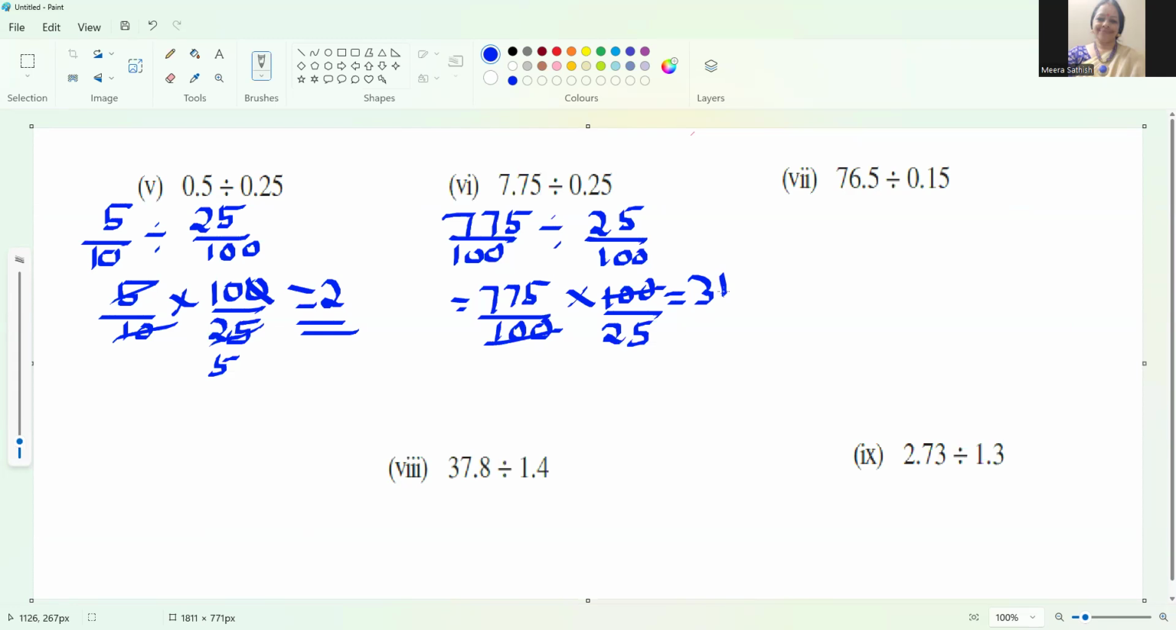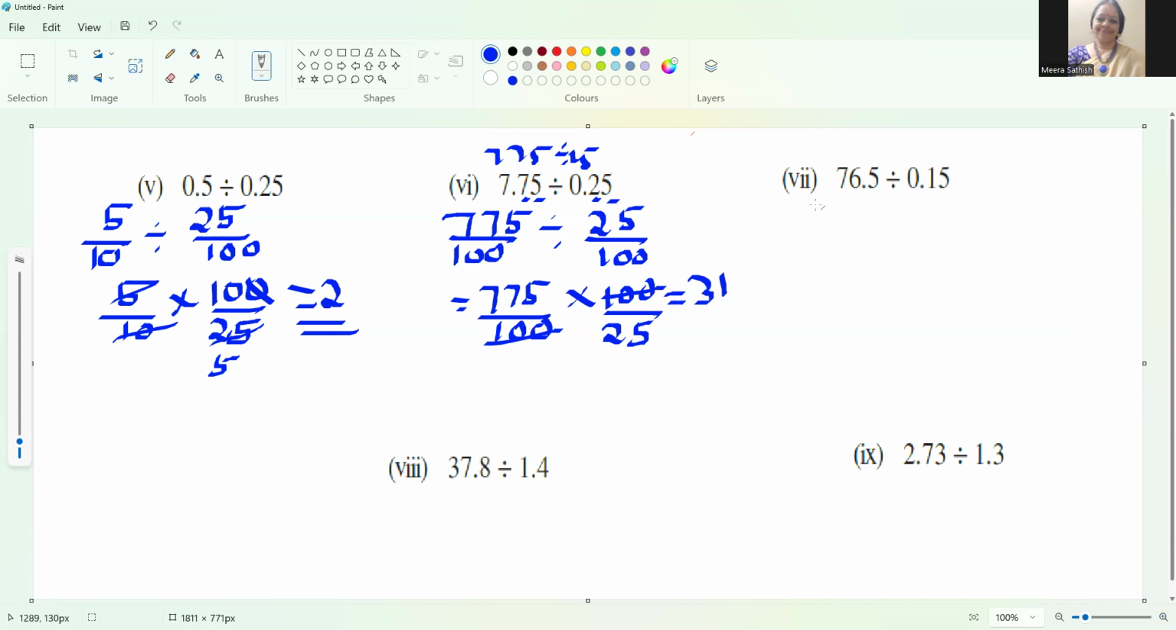So 31 is the answer, right? Just check once again. 775 by 25 is, yes, 31 is the answer. No decimal. Why there is no decimal? See here, when numerator and denominator both have equal number of decimal places, they both will get cancelled. So it is same as dividing 775 by 25.